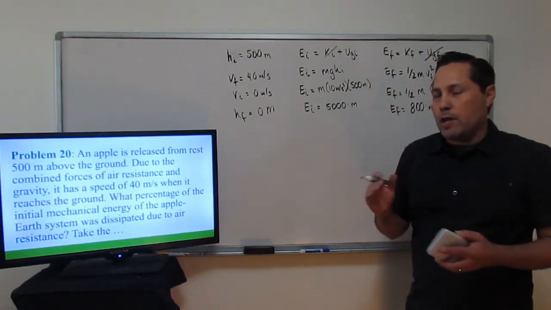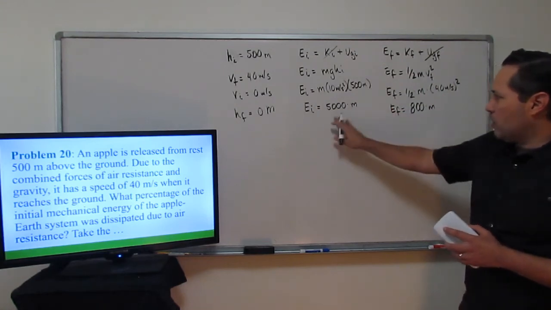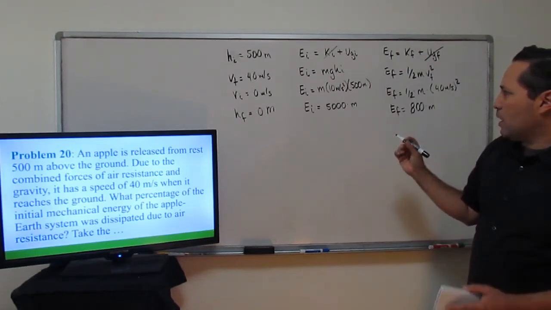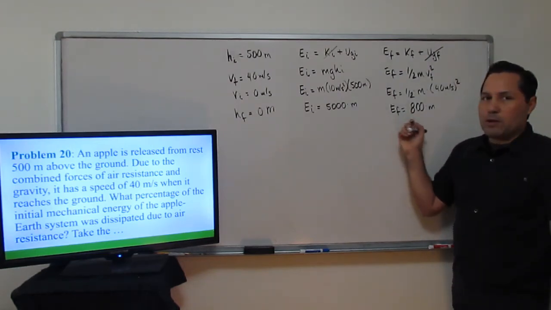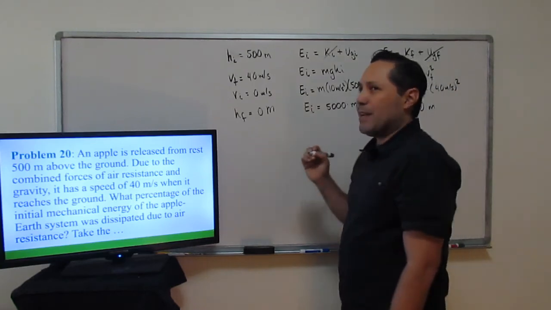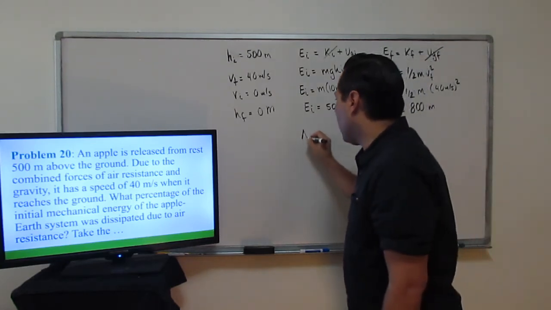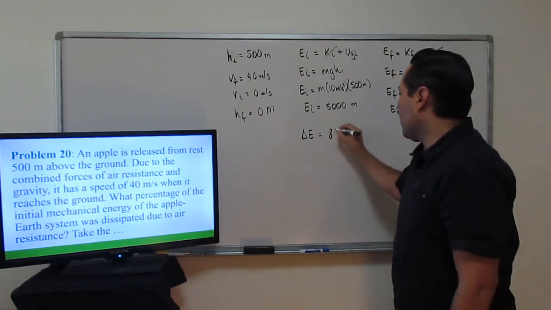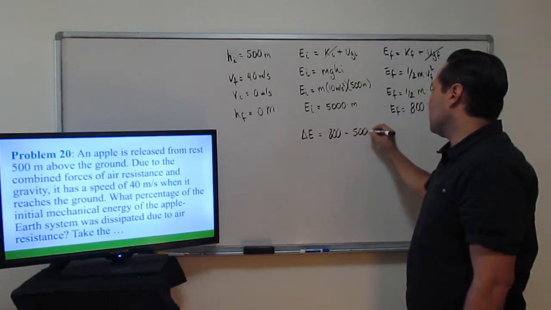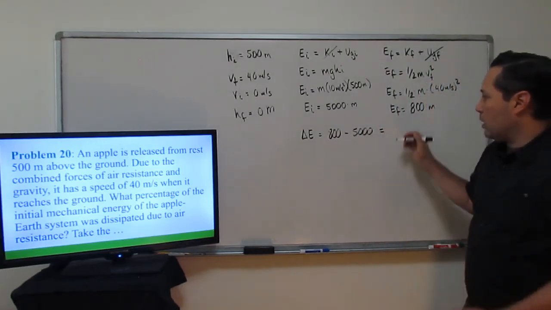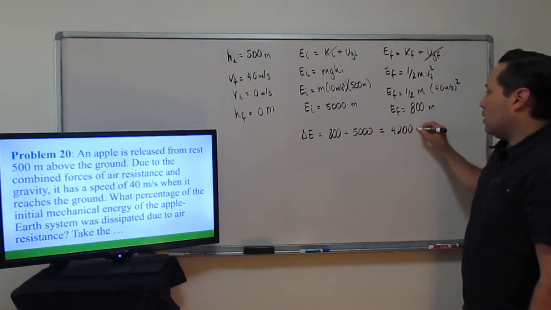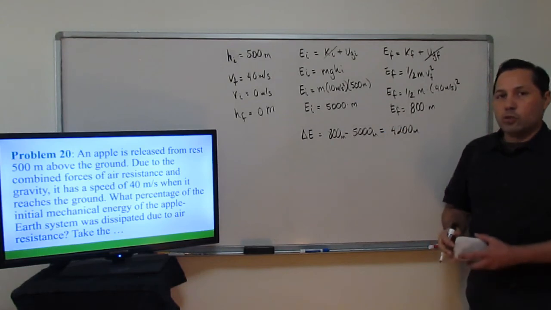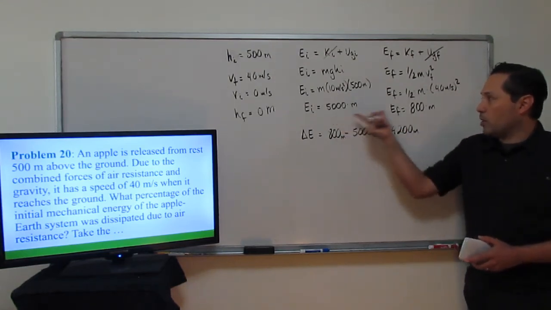So how much went away? Well, first of all, let's figure out what fraction of this is that, or we can figure out what's missing here. What's missing will be 5,000 minus 800. So how much is the change in mechanical energy? That's going to be final minus initial, 800 minus 5,000. So that's going to give us negative 4,200 m. Alright, so that's how much was dissipated, that's how much is missing from here to there.